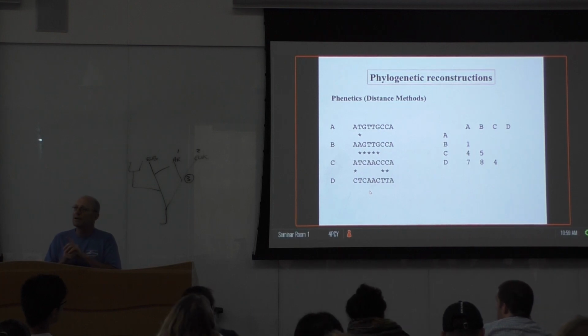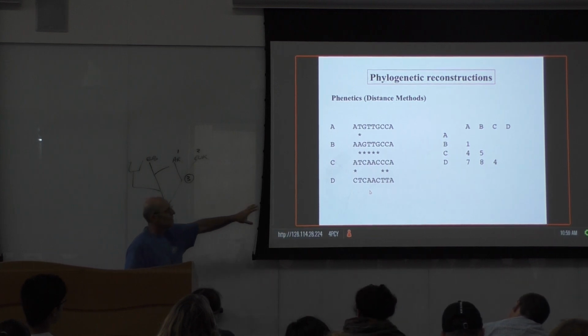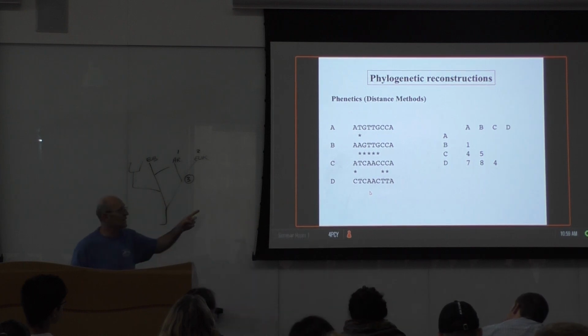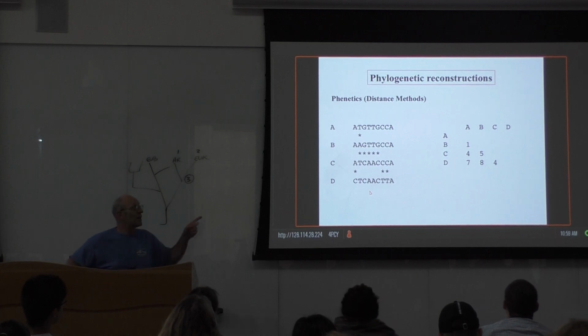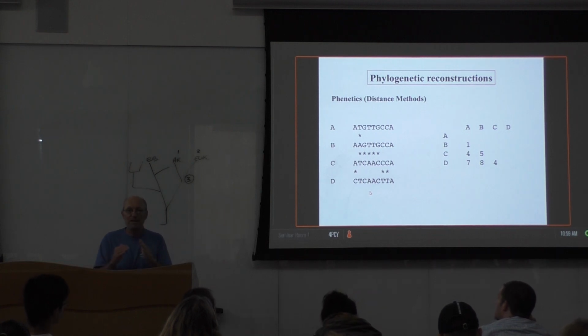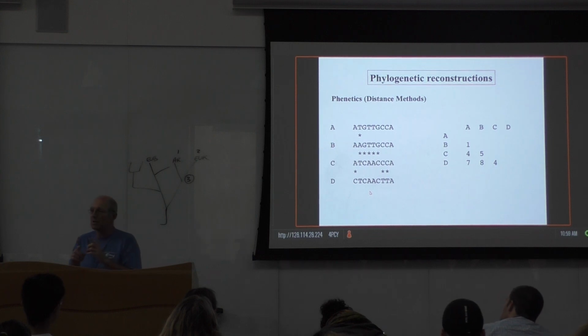Now, the reason why the method is easy to do for a computer is that the original data set is the one on the left, but the data set that is used to make the tree is the one on the right. And regardless of the size of the original data set, the matrix is always, in this case, 4 by 4. So the matrix is very, very small because it's just a single number for each pair of species.